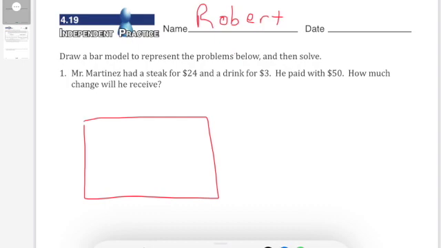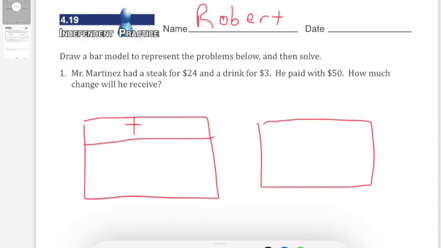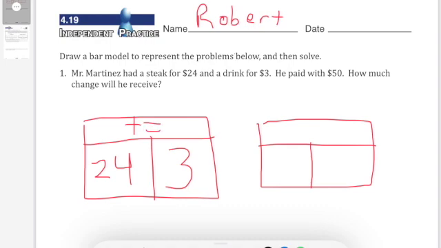All right, so we have Mr. Martinez had a steak for $24 and a drink for $3. He paid with $50. How much change will he receive? Well, the first thing we need to know, and this is a two-step problem, is how much he spent. So we've got the 24 and we've got the $3. Now I know you're pretty smart, so the cost was $27.